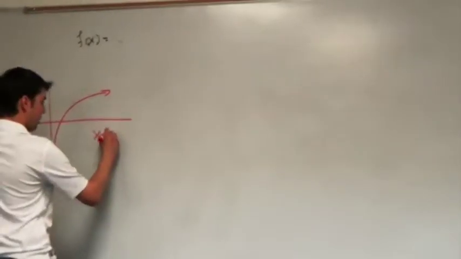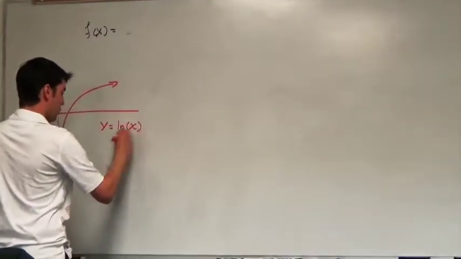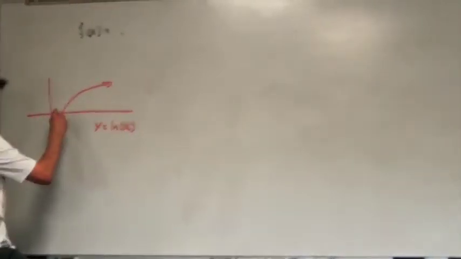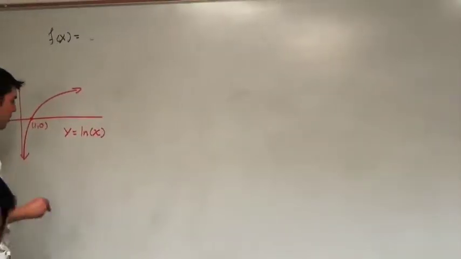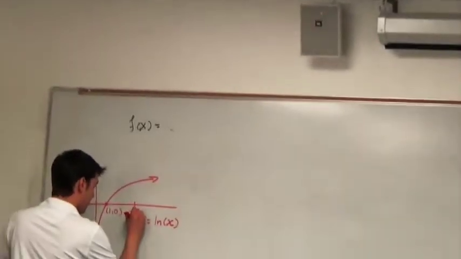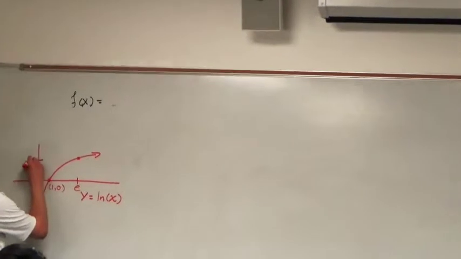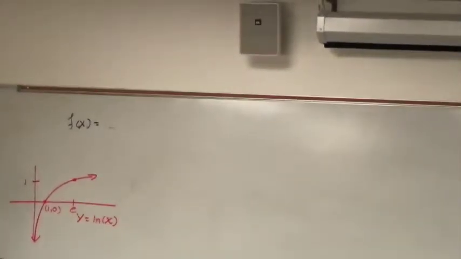So this is the graph of natural log x. It has a point here of (1, 0). So log of 1 is 0. If you want to put another point on here, if you call this e, natural log of e would be 1.